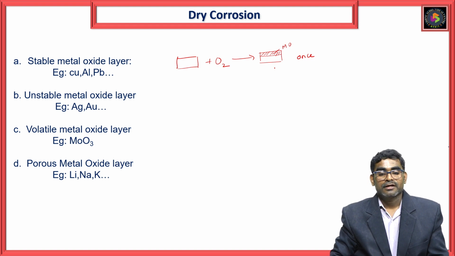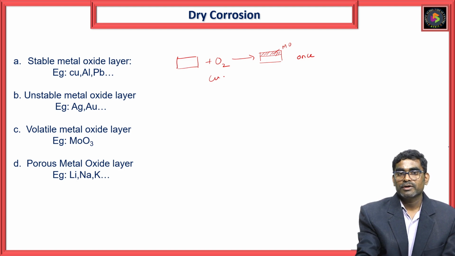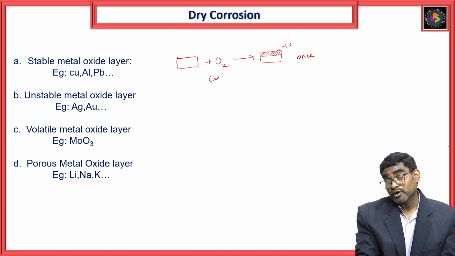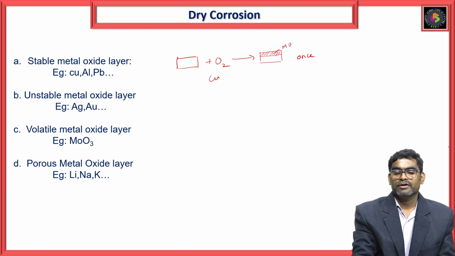Example, if you take copper, it undergoes corrosion only once. Thereafter, whatever copper oxide layer is formed, that layer itself surrounds the metal and acts as a protective layer. Same is the case with aluminium, lead, etc.